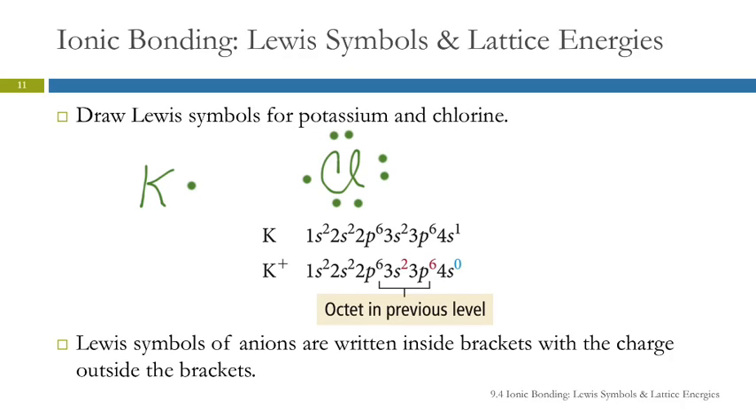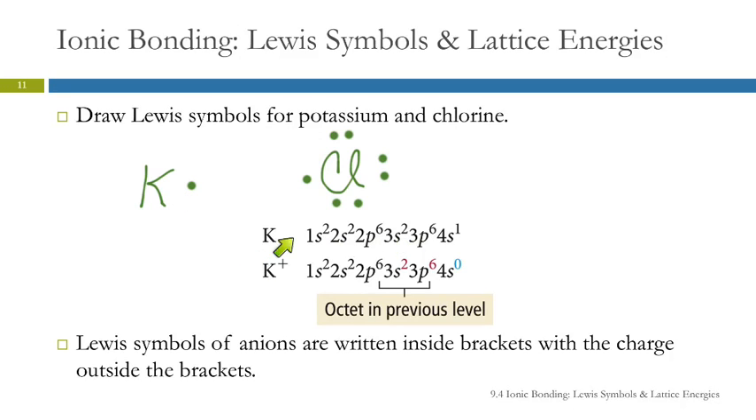So are either of these happy? Do either of them have an octet? No. What would chlorine like to have happen? If it got an extra electron, then it would be a -1 ion, and it would have an octet of electrons. What would potassium like? To be +1. It would like to lose this electron.